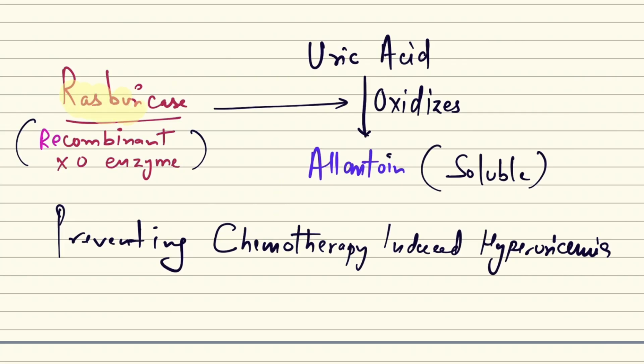Another new drug is the recombinant xanthine oxidase enzyme, rasburicase. What does rasburicase do? It oxidizes uric acid to a more soluble form, allantoin, which is then excreted in the urine. So the uric acid level reduces with this drug, rasburicase.